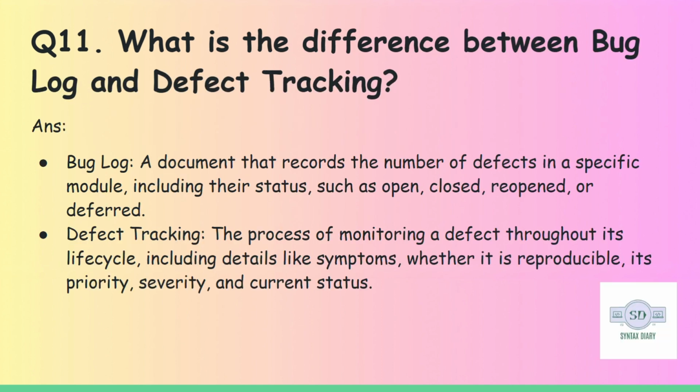What is the difference between bug log and defect tracking? Bug log is a document that records the number of defects in a specific module, including their status such as open, closed, reopened, or deferred. Defect tracking is the process of monitoring a defect throughout its life cycle, including details like symptoms, whether it is reproducible, its priority, severity, and current status.